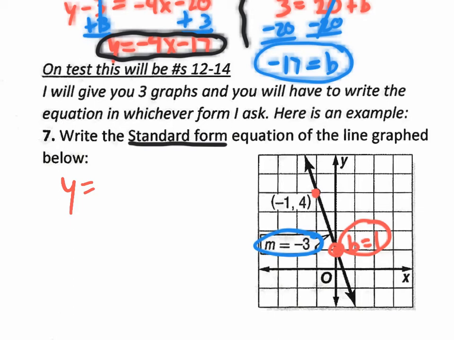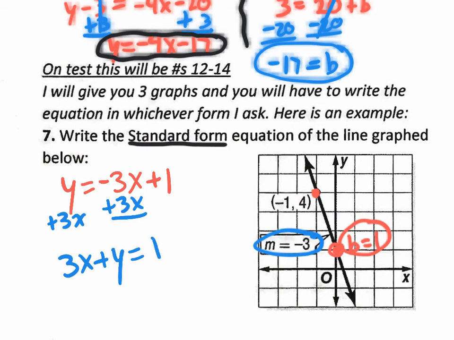y equals -3x plus 1. And now if you want it in standard form, what do you have to do? Move the x to the other side, and you're going to have 3x plus y equals 1, and that's your standard form equation, and you're done. You got it?